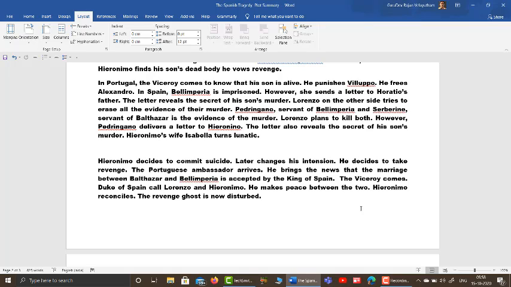So they want to murder again these two characters because they are the evidence for the murder of Horatio. Lorenzo plans to kill both, and however, Petrignano comes to know that he will be murdered. So he also writes a letter to Hieronimo about how his son was killed, and how he witnessed the murder of his son Horatio. And he sees to it that the letter is placed in the hands of Hieronimo. இவனும் ஒரு லெட்டர் எழுதி அனுப்பிடலாம்.